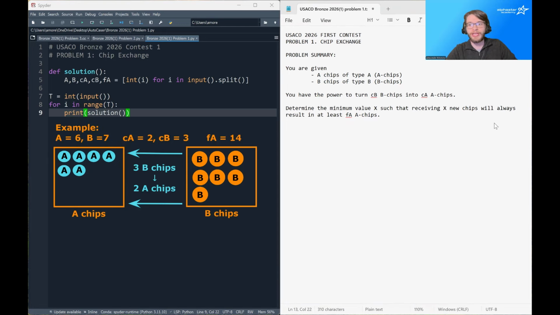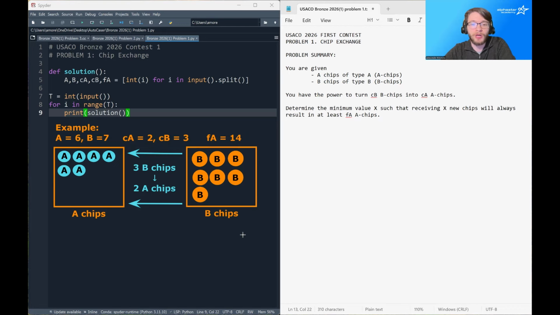So just to recap here, the values A and B are going to be giving us the initial amount of each chip type. CA and CB give us the exchange ratio. So if CA is 2 and CB is 3, that means every 3 B chips will produce 2 A chips. And then the final value here, F of A, this is how many A chips we want to produce. So we currently have 6, but we want to reach 14.